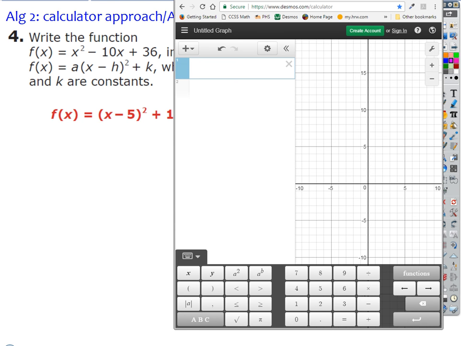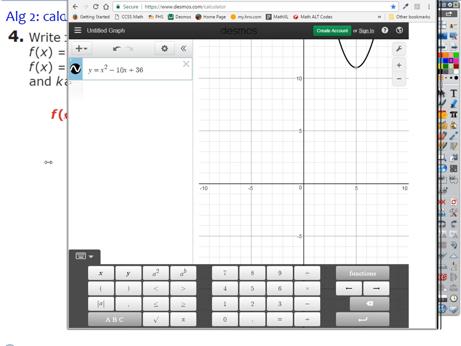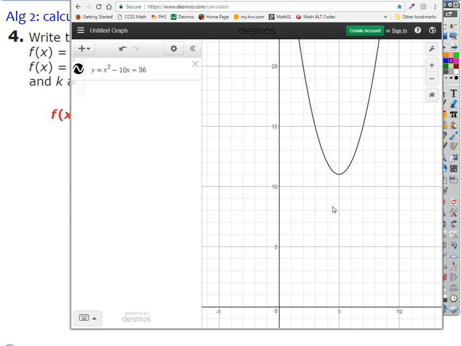So we could do y equals, or f of x equals, either one's going to work, x squared minus 10x plus 36. On this graph, look what this allows us to do. We can just drag this thing around. I can find the vertex. The vertex is at 5, 11. So what are the values of h and k? 5 and 11, right? Those are the values of h and k.